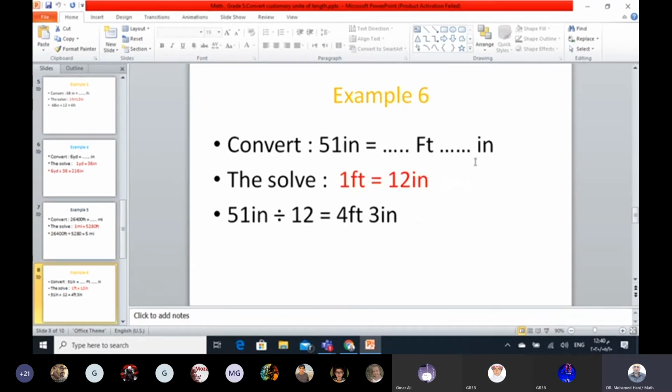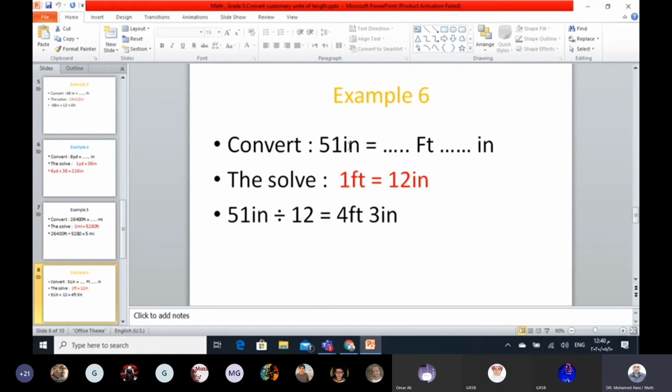Example 6. Convert 51 inch. How many feet in 51 inch and how many inch? Here we have feet, how many feet in 51 inch, and we have remains. The remains here will be in inch. How? What is the relationship between inch and feet? Each one foot equals 12 inch.